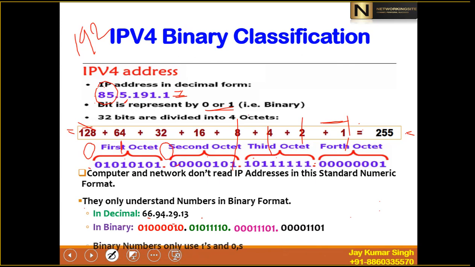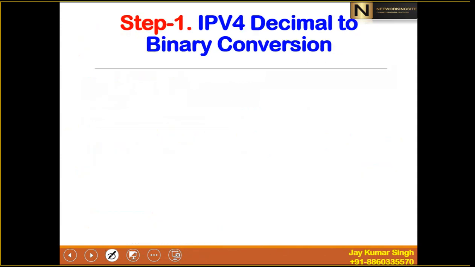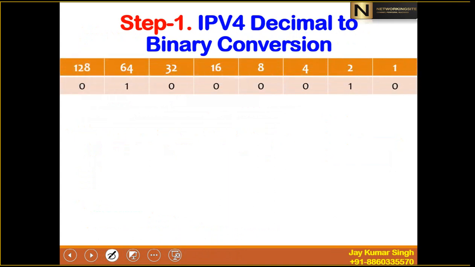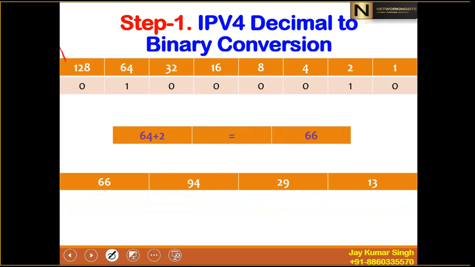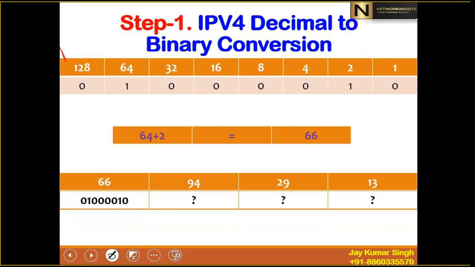So the same thing now, same thing here. It's the step how we have calculated. First of all, we took this table, and this is the calculation. The first one is 66. So we added 64 and 2 together to make 66, right? So the calculation is like this.